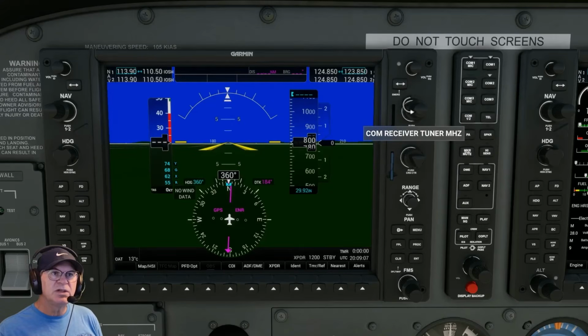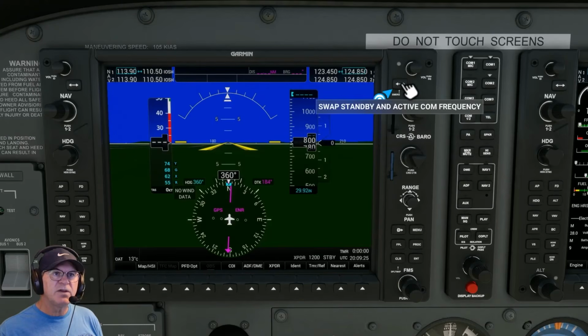1, 2, 3. I'm going to just hold this button here until it comes down to 4, 5. There we go. 5, 4, 3, 2, 1, 0. Okay, let's just go back a bit. Right there. 1, 2, 3, 4, 5, 0, and flip-flop. Over it goes to active. All right, that's one step.